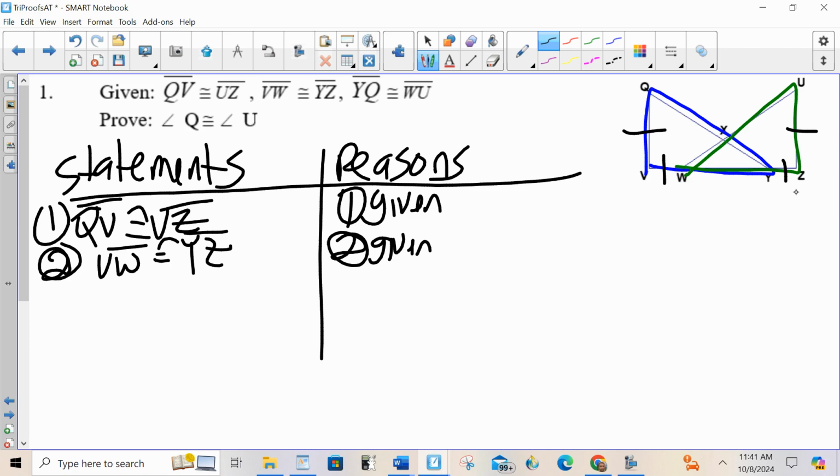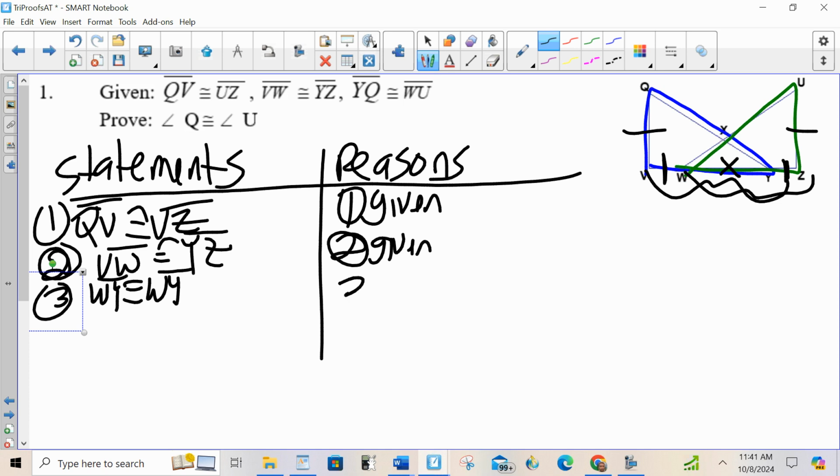Since VW is part of VY, that's when I use addition or subtraction. Do I need more or do I need less? I need more. What do I need to add to VW to get VY? WY. What do I have to add to YZ to get WZ? WY. So what I need to add to each of them is WY. So I'm going to write WY is congruent to WY. The reason for those being congruent is reflexive property.